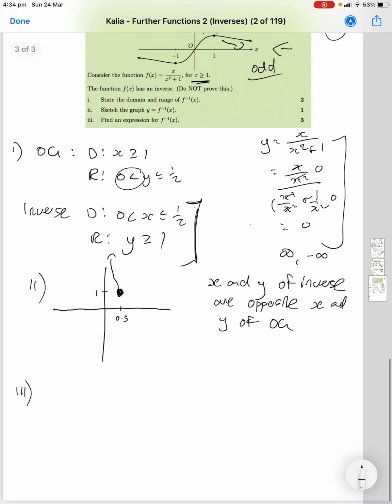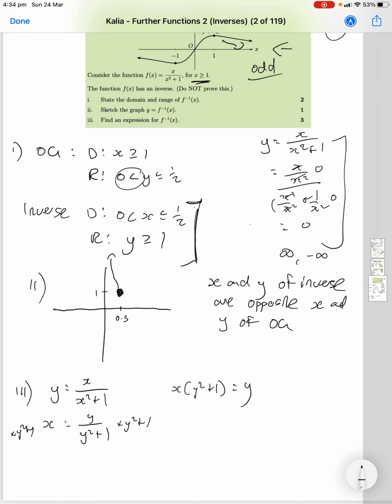And then part 3, find an expression for the inverse. Let's do it right now. y equals x over x squared plus 1. Swap x and y. This is where I talk about some of those techniques we may have never seen that are going to become quite useful. Going to have to times both sides by y squared plus 1. So I have x(y squared plus 1) equals y.